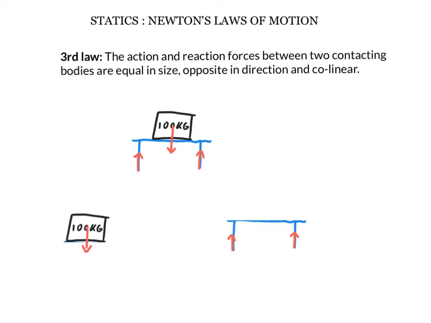If we now look at the mass or at the table only, we can see that they are not in equilibrium. With these forces, the mass would be accelerated downwards and the table upwards. However, there's a contact force between the mass and the table that prevents both from accelerating. The mass acts with a downward force on the table. And the table acts with an upward force on the mass.